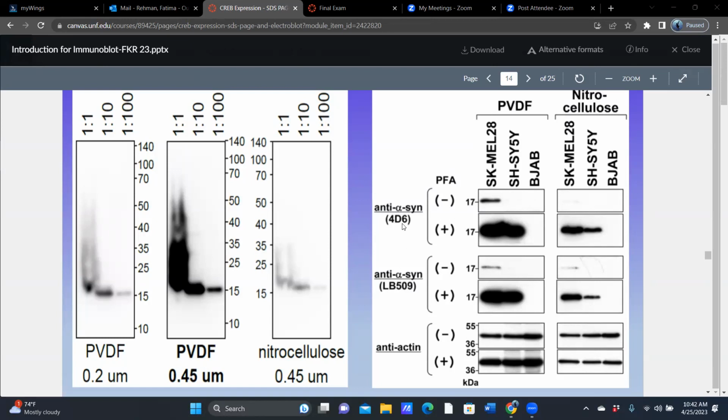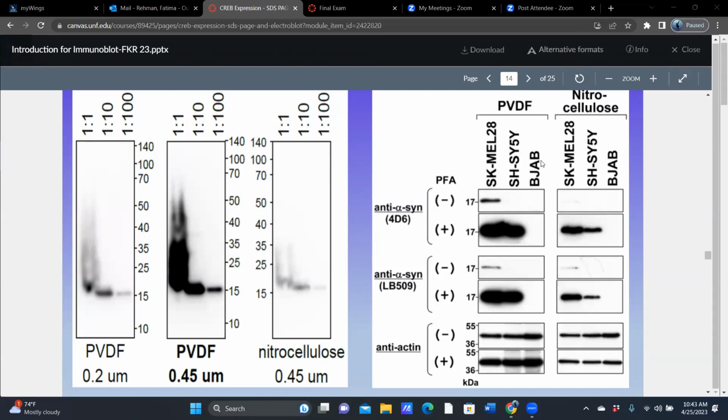Here, again, there's another example using 3 different antibodies, right? And I have the samples for PVDF and nitrocellulose. In this case, which one would you use? Would you use PVDF or would you use nitrocellulose, membrane-wise? Which one do you think is going to give you better signal?